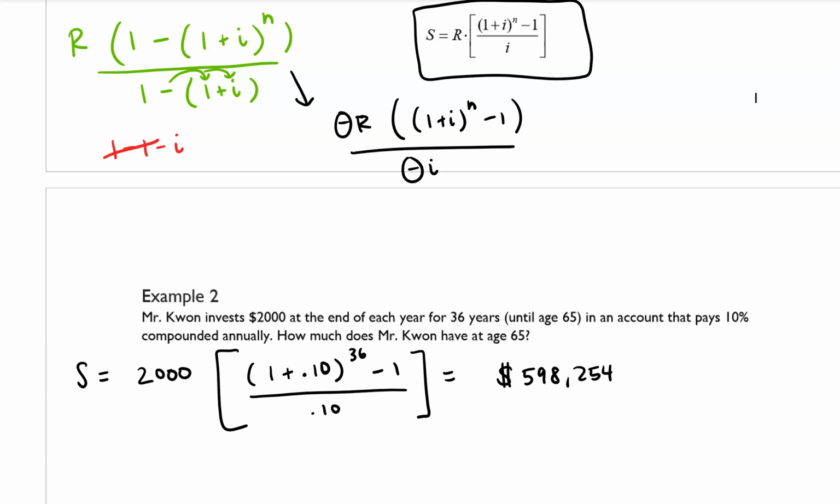Okay, so I went ahead and I threw that into my calculator, and basically the point of this problem is to show that Mr. Kwan is going to come out with a lot of money. So at the end of the 36 years, he will have $598,254.